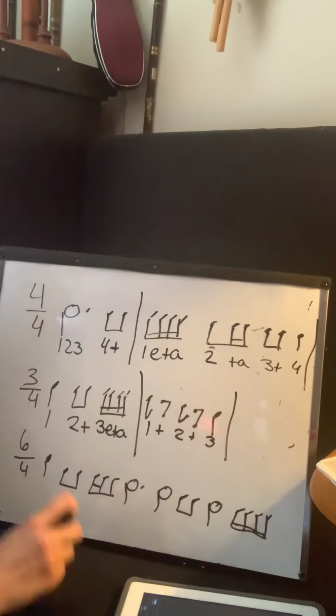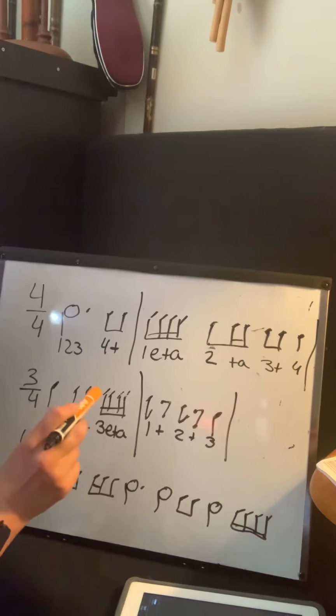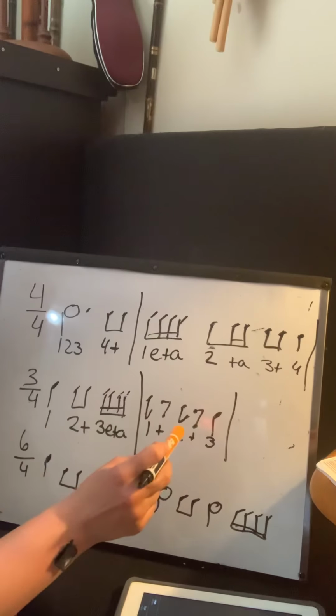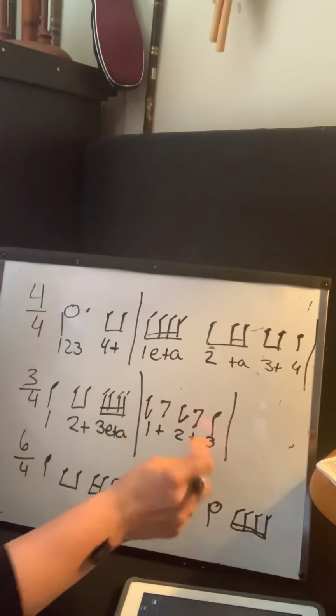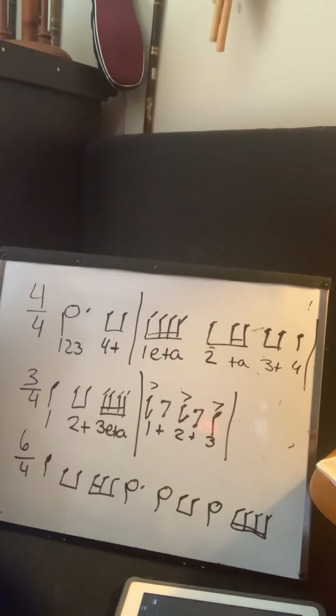Okay, so the counting here would be this. Ready, go. 1, 2, and 3, and 1, and 2, and 3. Those are just on downbeats. That actually is not that bad of a rhythm. It just looks really weird. It really does look weird.